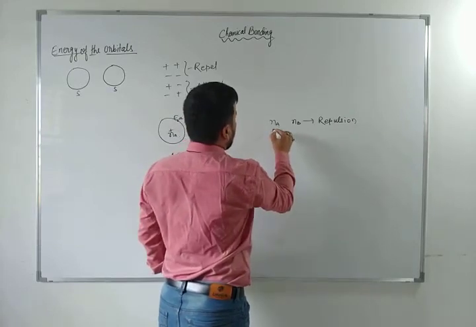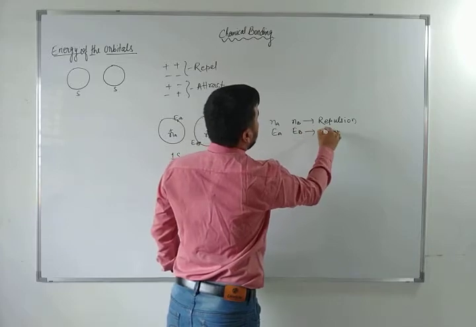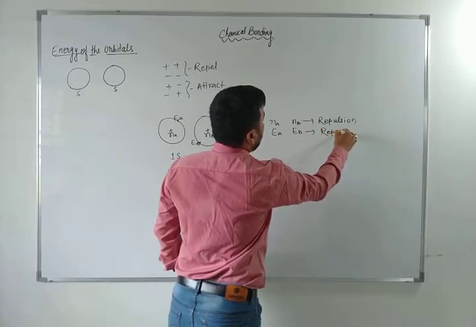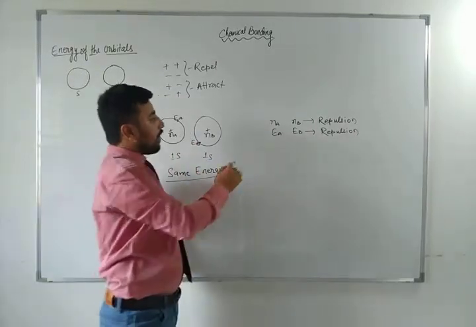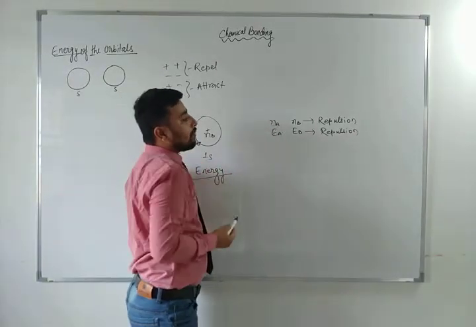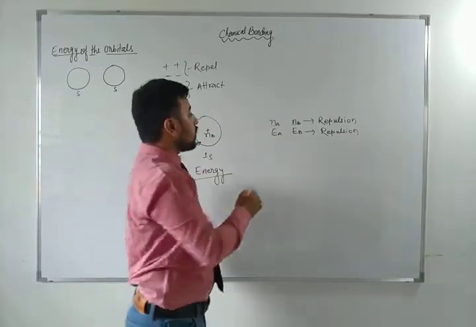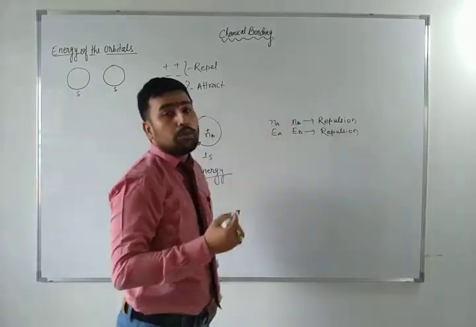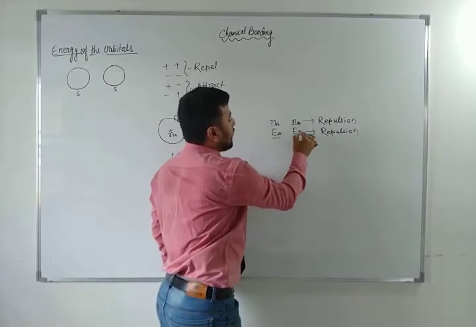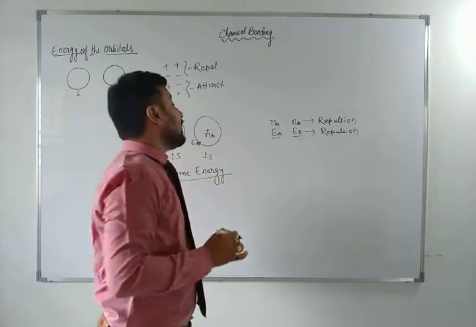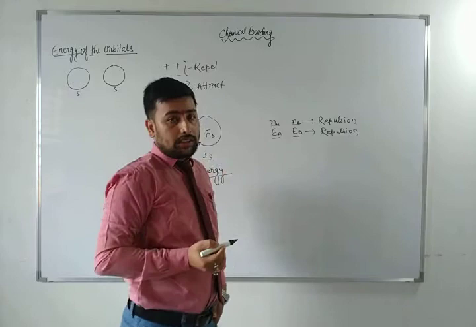And if I talk about the electrons of the A atom and the electrons of the B atom, they both will also do repulsion. Why will they both do repulsion? Because you know very well, the nucleus of the A atom is having positive charge, the nucleus of the B atom is having positive charge. So both will do repulsion. If I talk about the electrons of the A atom and the electrons of the B atom, then these both will do repulsion because they both are having negative charge.